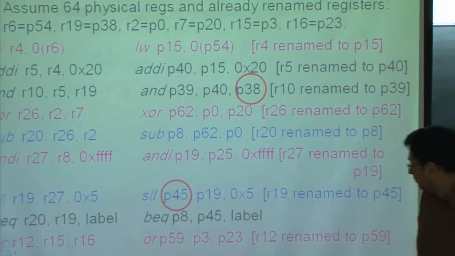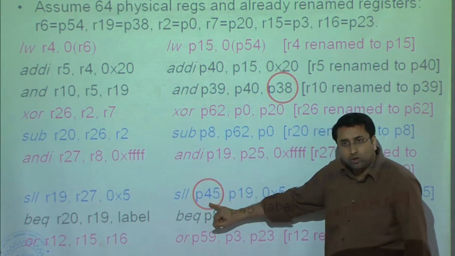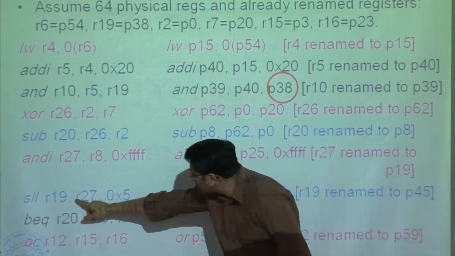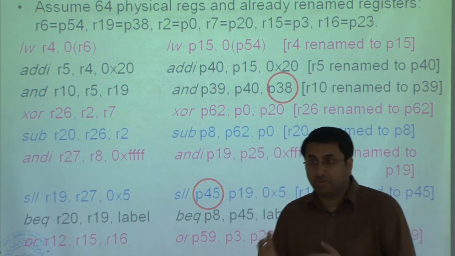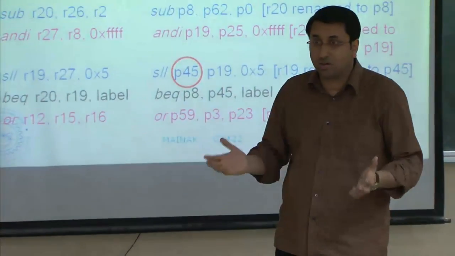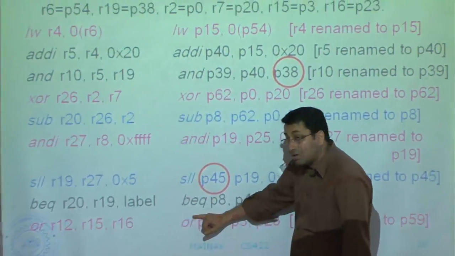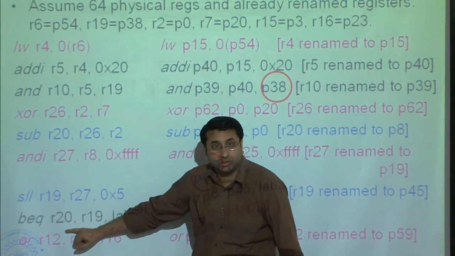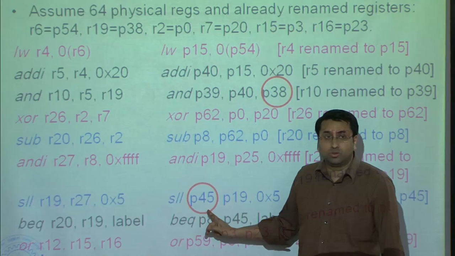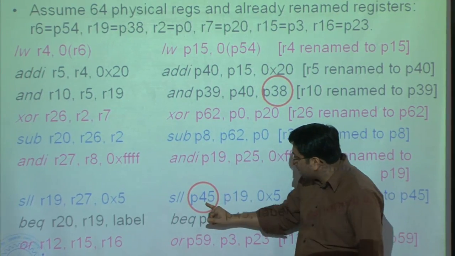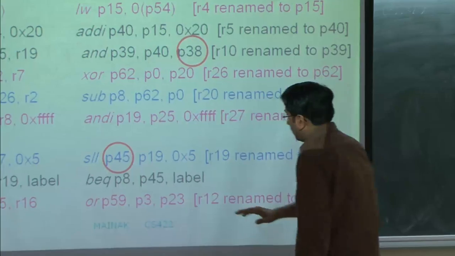It doesn't care. We'll soon argue why it is correct, because it's not very obvious that we're not checkpointing the value of P45; we're only checkpointing the map that R19 corresponds to P45. Could it be that some instruction actually updates P45 in the wrong way? The only observation to make on why it is correct is this: suppose that this branch was actually mispredicted. Any instruction that comes after the branch will not be allocated P45. It will be allocated some other register. So P45 can only be updated by this instruction. There cannot be anything else updating P45. So you don't need to checkpoint the values. You only need to checkpoint the map.